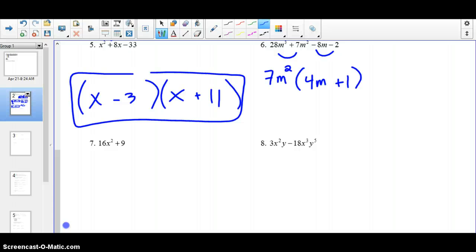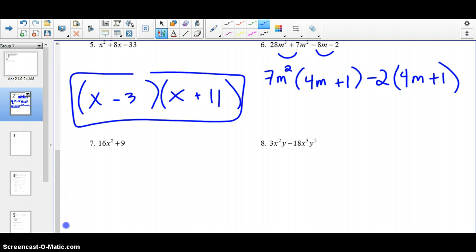Let's look at the second pair. We want to factor something out of the second pair so that we also end up with a 4m plus 1. If we want to end up with a 4m plus 1, we need to factor out a negative 2. When we do that, we're left with 4m plus 1.